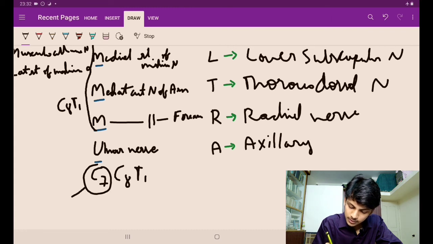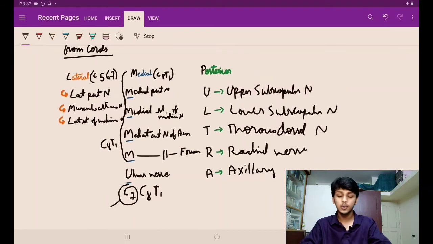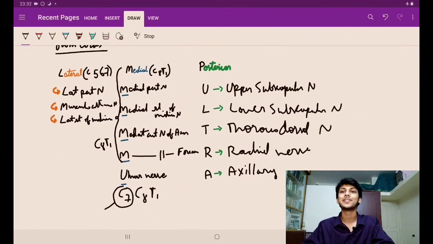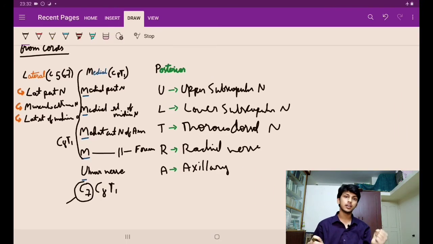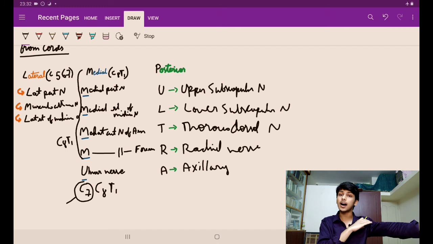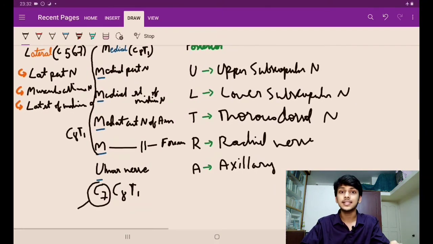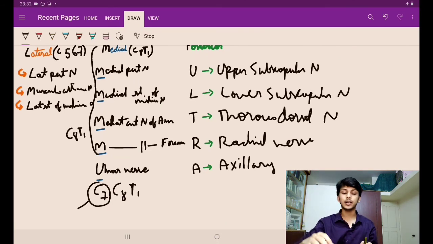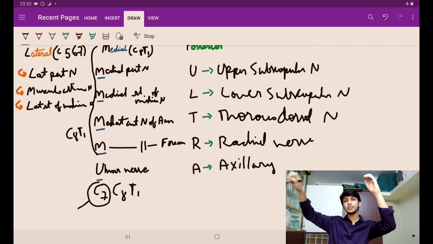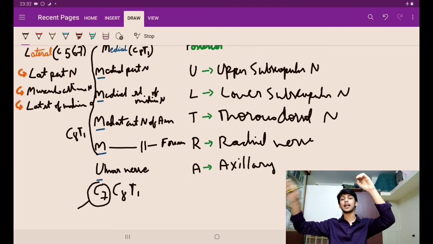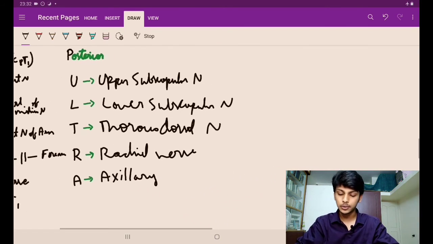Where did this C7 come from? Did it come from the medial cord? Not at all. It came from the lateral cord, from the lateral root of the median nerve. The lateral root of the median nerve gives away some fibers to the ulnar nerve. So the ulnar nerve also has the root value C7. The lateral root of the median nerve has the root value C5, C6, C7, and it is giving C7 fibers to the ulnar nerve.